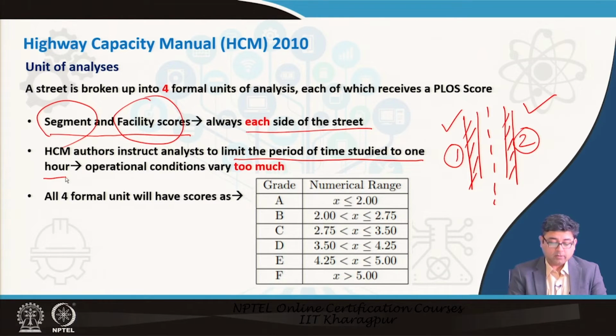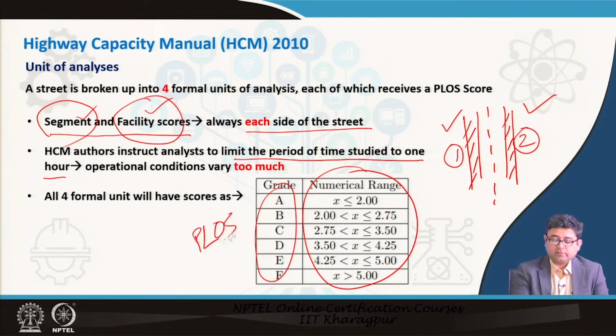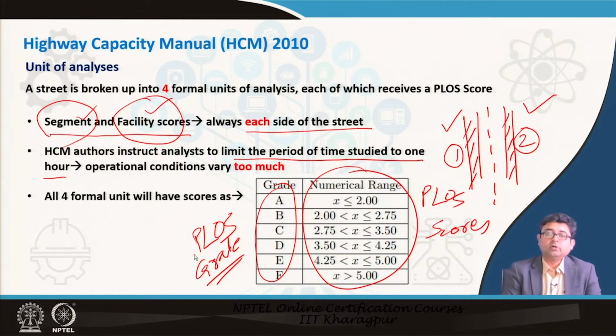So, we just keep it down to 1 hour. And then what usually happens, like we said, is you get a score for either the intersection or the link or the segment or the facility. Those scores are then scaled into different grades, which gives you the pedestrian level of service. So, these pedestrian level of service scores are converted into a pedestrian level of service grade. That is how you know how well your facility or your intersection is working.